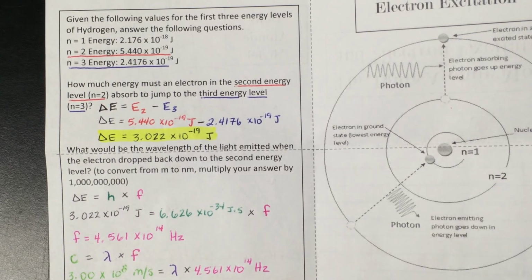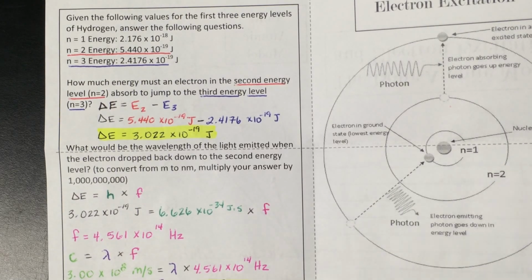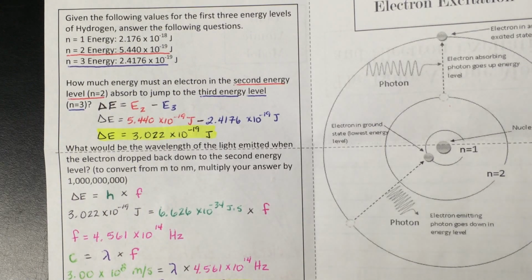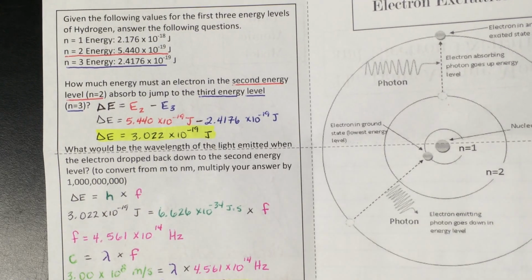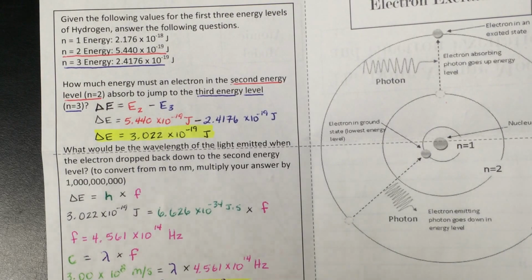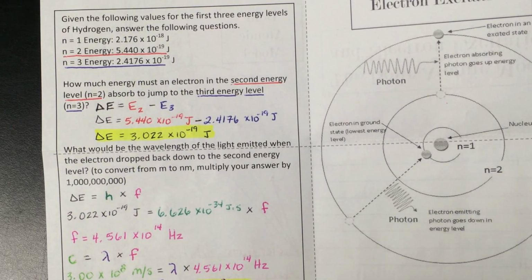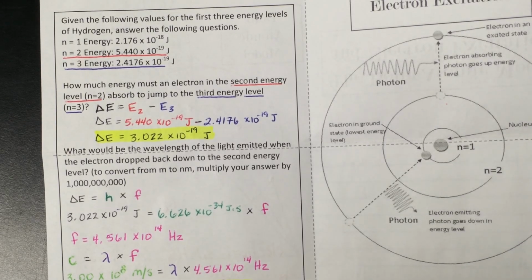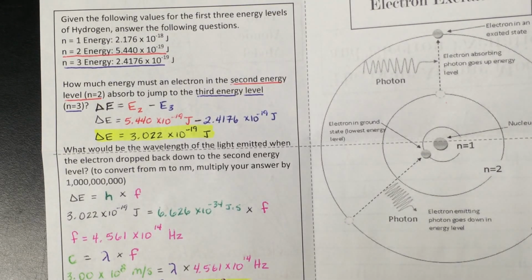And I have 2 questions here. The first is how much energy must an electron in the second energy level absorb to jump to the third energy level? And to solve this, which would be the change in energy, or delta E, we're just going to find the difference between those 2 amounts of energy. When we do that, it comes out to 3.022 times 10 to the negative 19th joules. That's the amount of energy that electron would have to absorb.